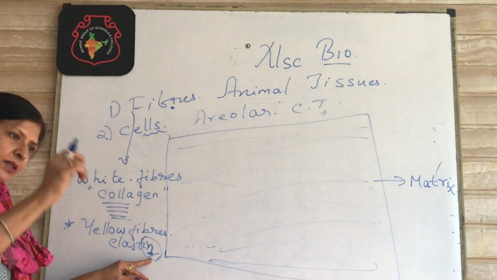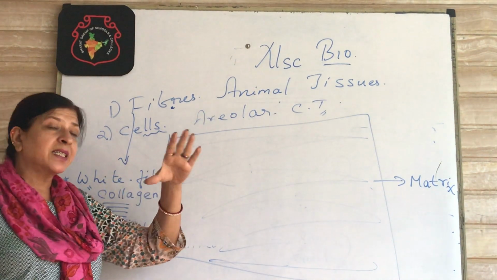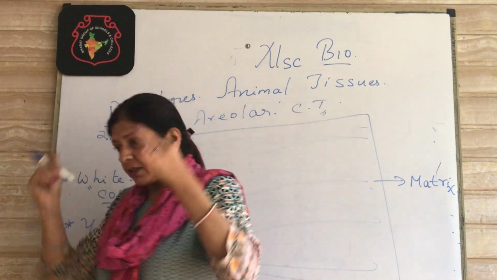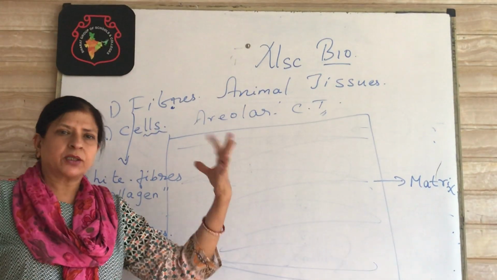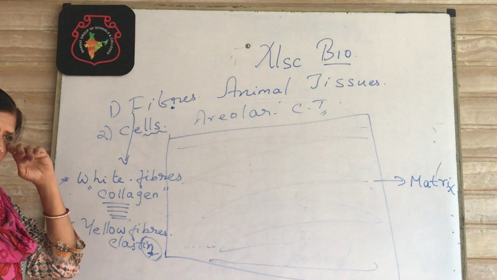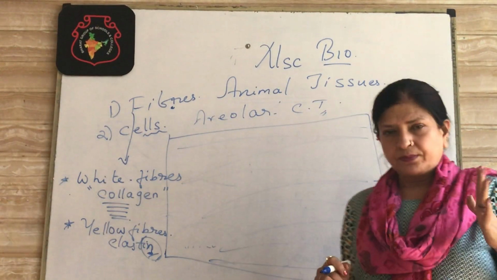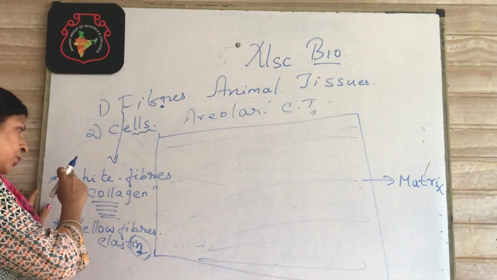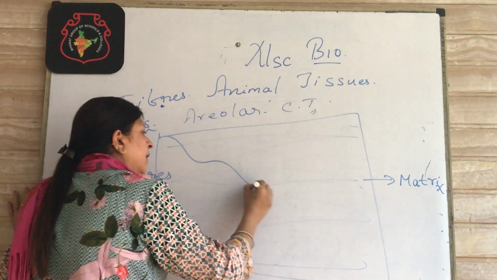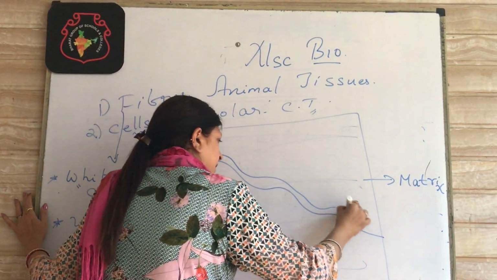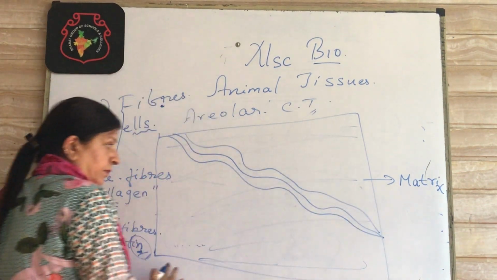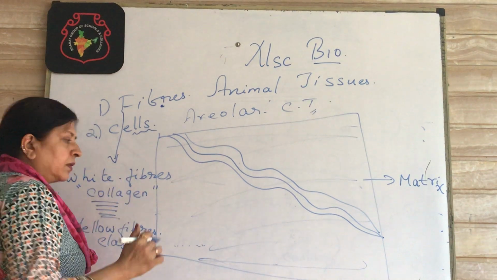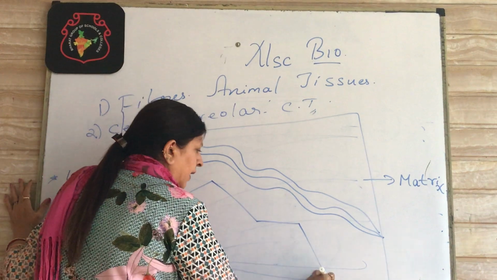Now this elastin, again a clue you get, gives elasticity. Elasticity means there is movement, like how a rubber band is elastic, which helps it to stretch. So these yellow fibers are made up of elastin, a protein. Now the white fibers are wavy, and they are found in bundles. The yellow fibers are single, straight, and they are branched as well.